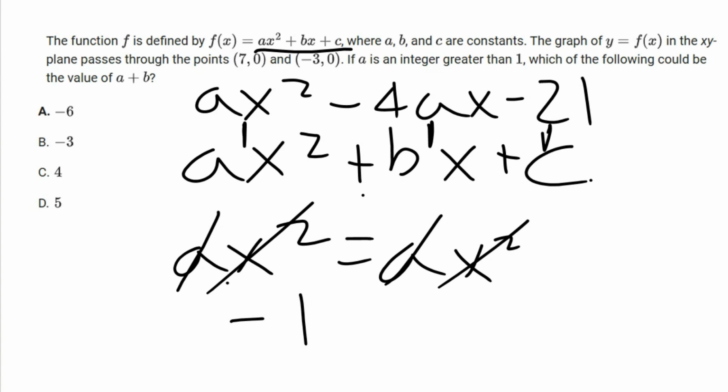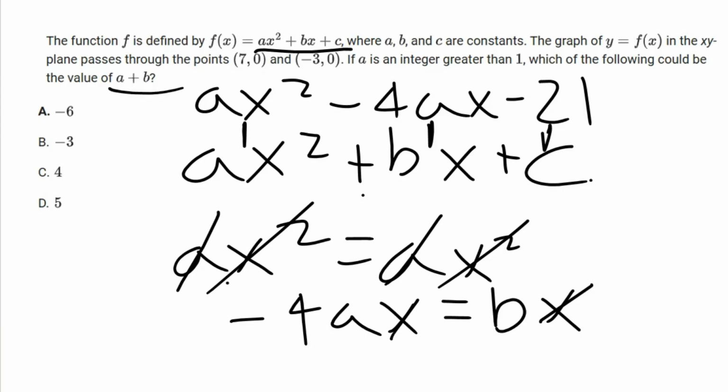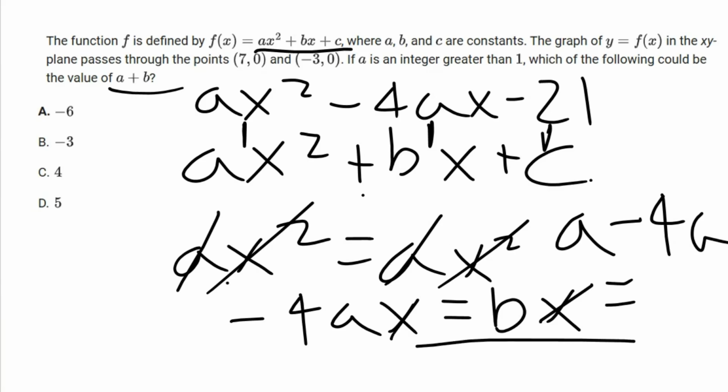We've got negative 4ax equals bx. So that means negative 4a equals b. And we don't need to know c because all you have to know is a plus b. So that means, in this context, a minus 4a, which you see here is b, is going to be equal to negative 3a, right? And the thing here is we know that a must be greater than 1.